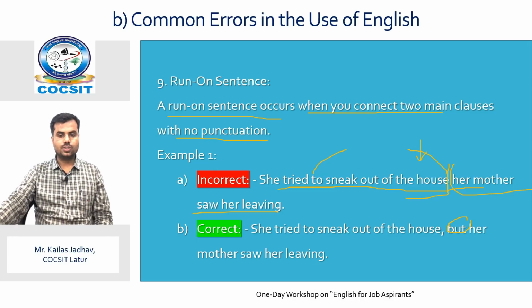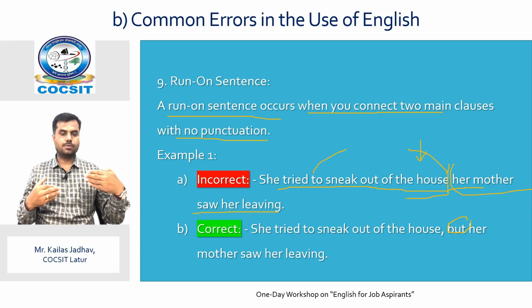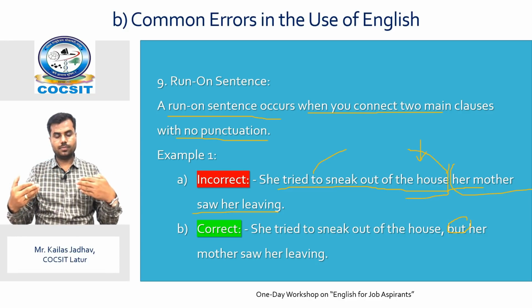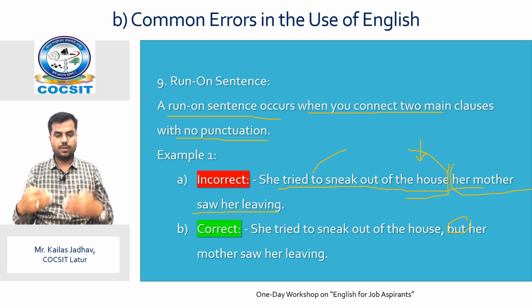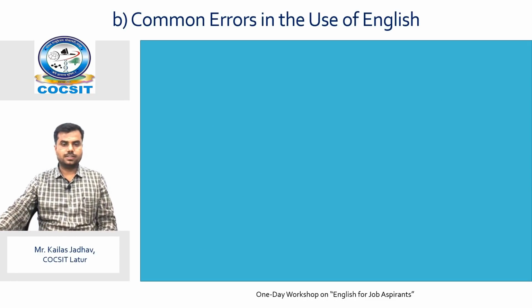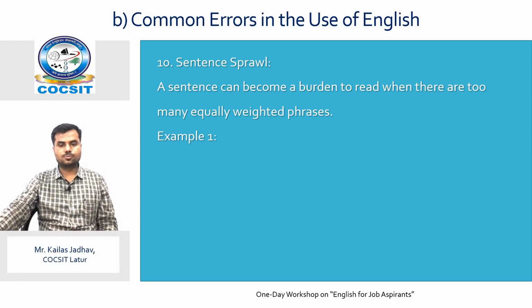Okay, punctuation is expected at that point, depending on the sentence and its meaning. Sometimes one sentence expresses one meaning and the next sentence expresses the meaning which is opposite to the earlier one. Two clauses can be joined with the help of such words. So the next type of error is sentence sprawl.